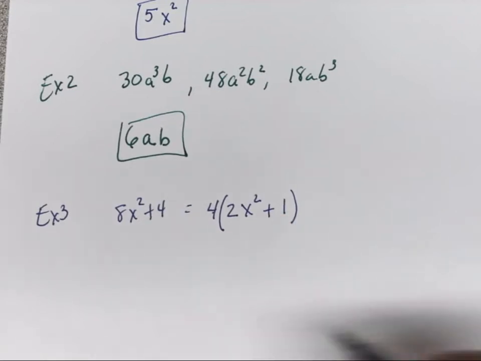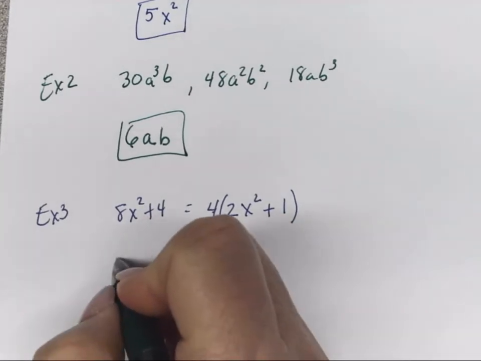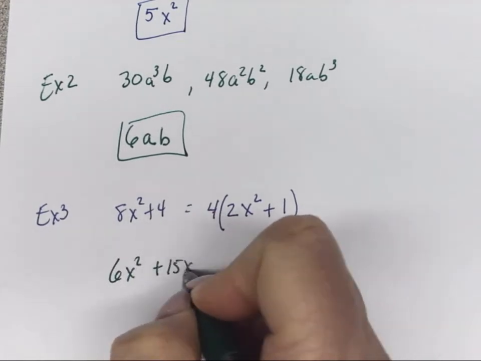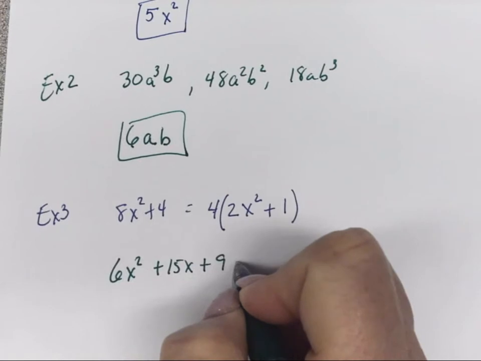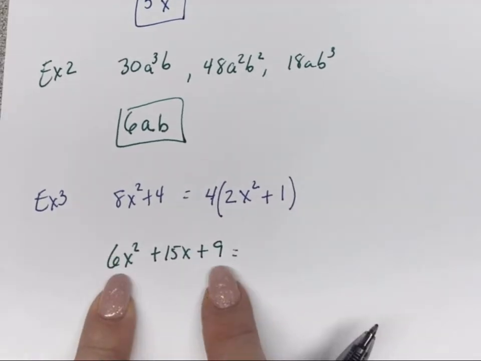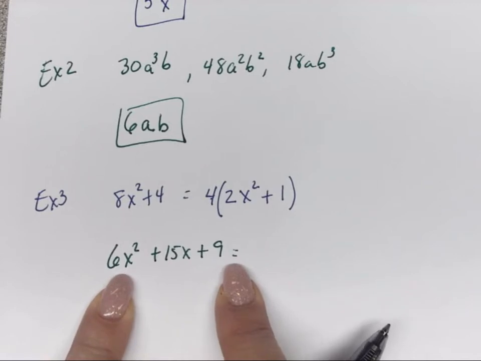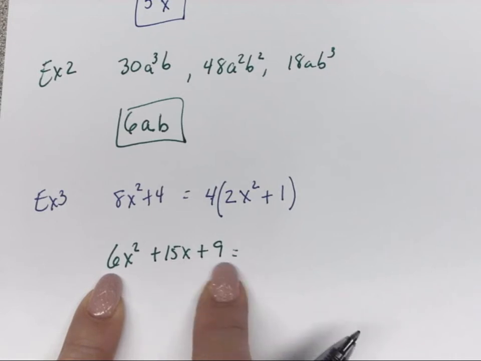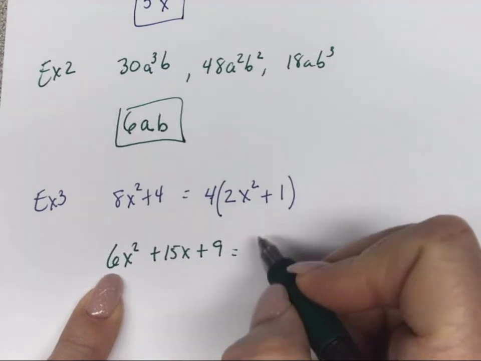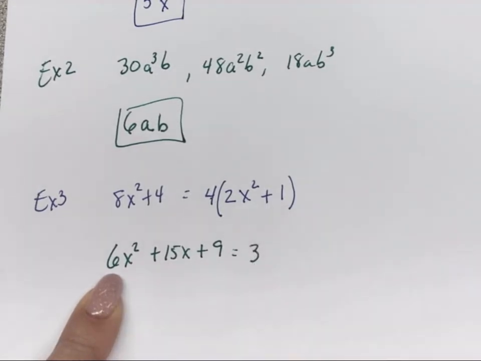All right, let's look at another one. What if we have 6x squared plus 15x plus 9? So again, I have to look at all 3 numbers. What do they all have in common? Well, 6 is only divisible by 2 and 3, but these are not even, so I can't use the 2. So let's look at the 3. 15 is divisible by 3, and so is 9. So 3 will be the number.